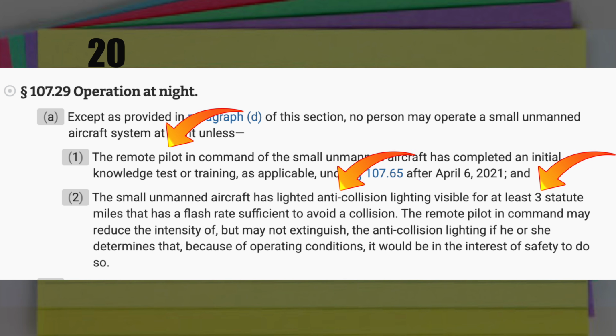You won't find it on any other study guides, and that is that the anti-collision lights must have a flash rate sufficient to avoid collision. Now be honest with yourself.